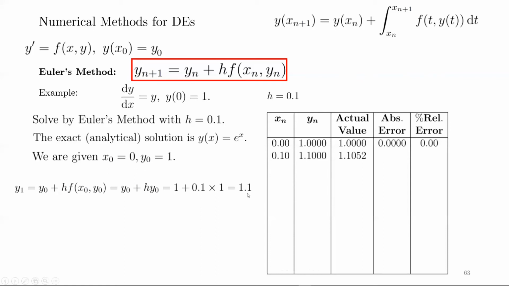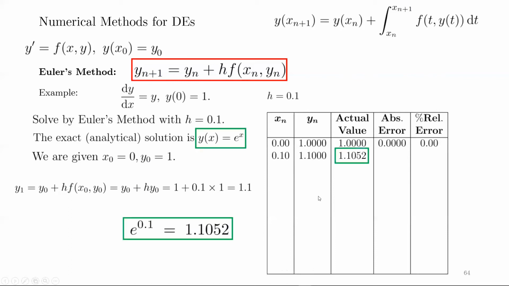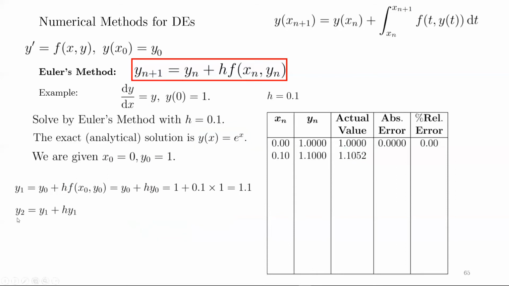If you put x = 0.1 in the exact solution, e to the 0.1 is 1.1052. So you can see that there is a small discrepancy between the approximated value 1.1 and the real value of 1.1052. Well, we can do this again. y2, so y at x = 0.2, is equal to y1, the previous step, plus h times the function evaluated at y1. The function is just y, so we just get h times y1. So y1 we found was 1.1.